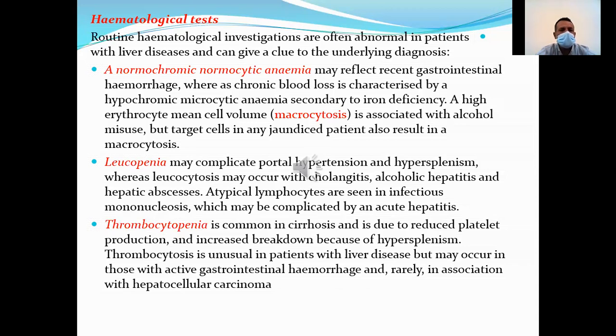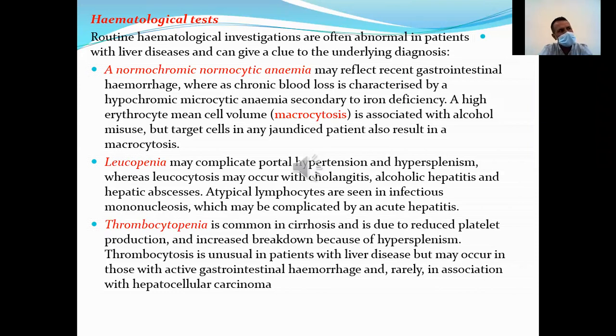we may see macrocytosis, increased MCV. This occurs in alcoholic patients, or increased target cells in the jaundiced patient, which also presents with macrocytosis. So macrocytosis is present in jaundiced patients and alcoholics. Microcytic hypochromic anemia indicates iron deficiency anemia from chronic blood loss, but commonly normochromic normocytic anemia indicates the anemia of chronic disease. Leukopenia may be present in portal hypertension, occurring due to hypersplenism.